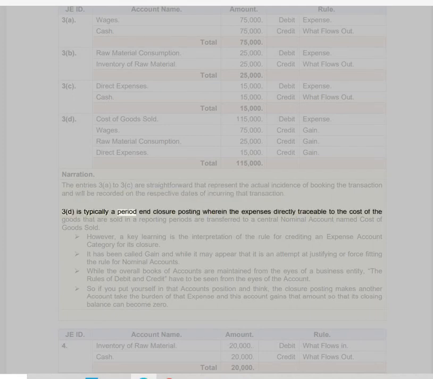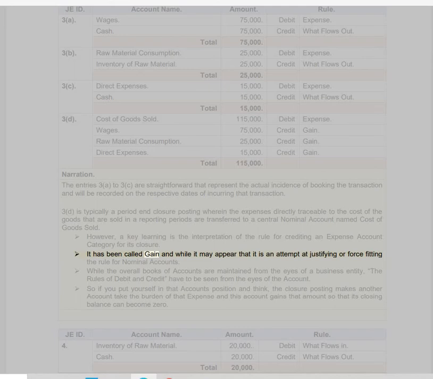3D is typically a period-end closure posting wherein the expenses directly traceable to the cost of the goods that are sold in a reporting period are transferred to a central nominal account named Cost of Goods Sold. However, a key learning is the interpretation of the rule for crediting an expense account category for its closure.